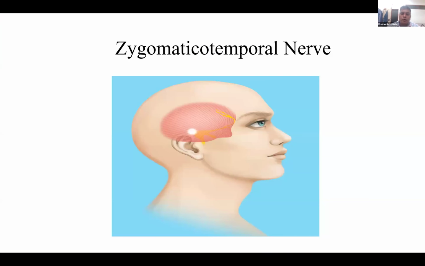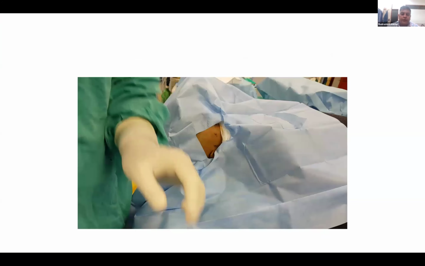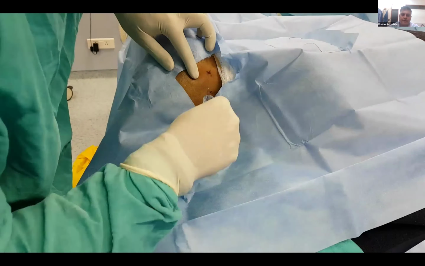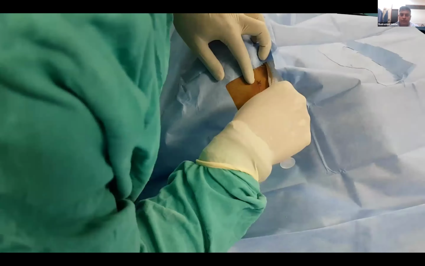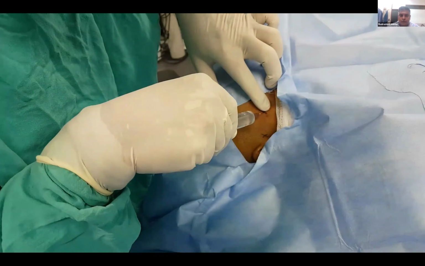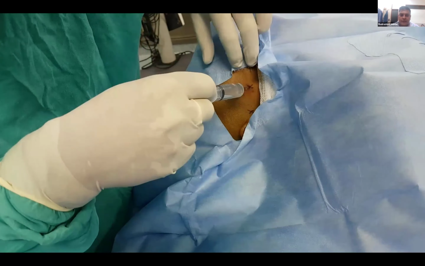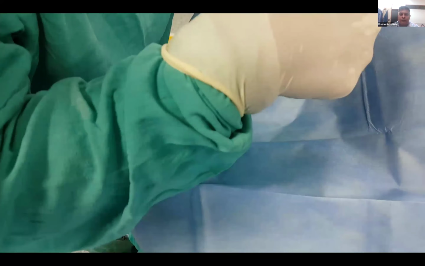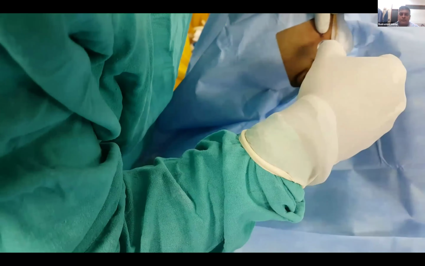Next in line, we have the zygomaticotemporal nerve, whose region of distribution is shown. Here, we target the zygomaticotemporal groove, and once we encounter it with the needle, we fan it along the entire course of the nerve. This is where the zygomaticotemporal groove is being encountered. Once we encounter, we withdraw a bit and fan around 2 to 3 ml of local anesthetics.